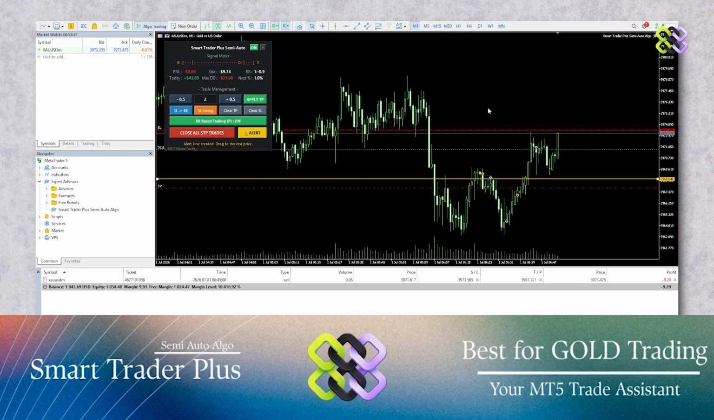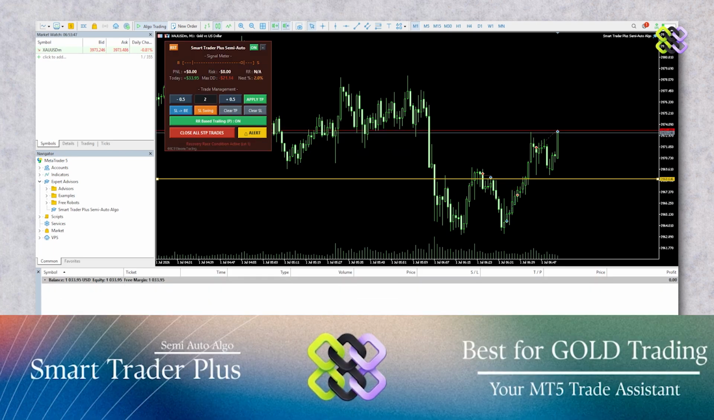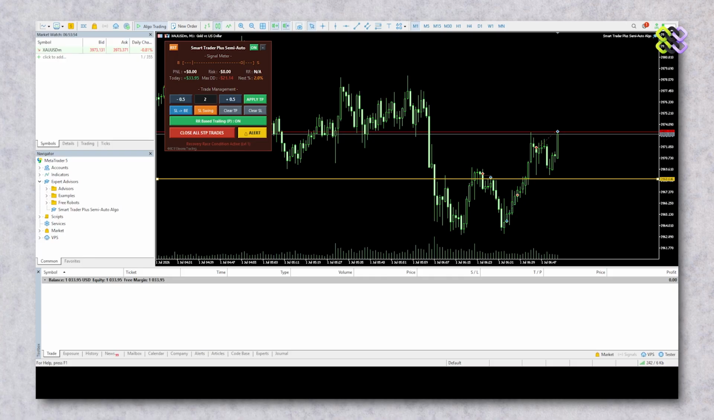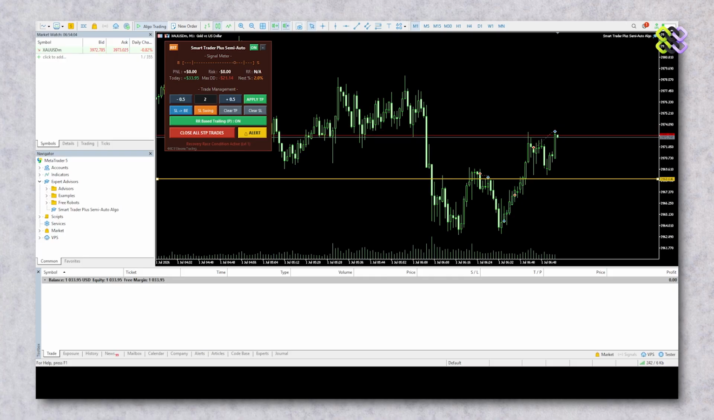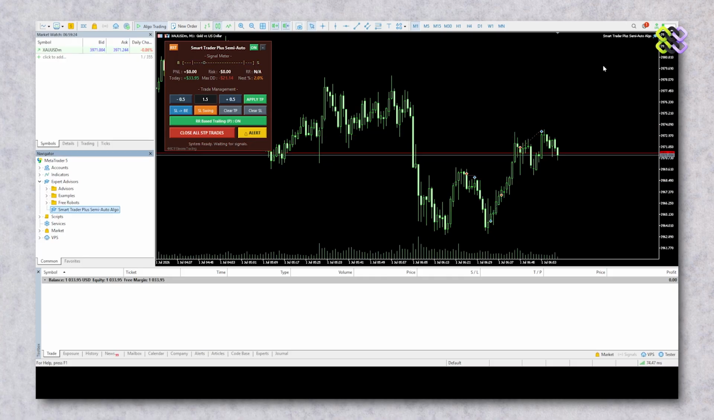Finally, let's talk about tracking your progress. Right on the dashboard, you will see an exact dollar drawdown tracker. It shows you the maximum heat your account has taken during your current session. This is an incredible tool to ensure you stick to your strict daily loss limits.